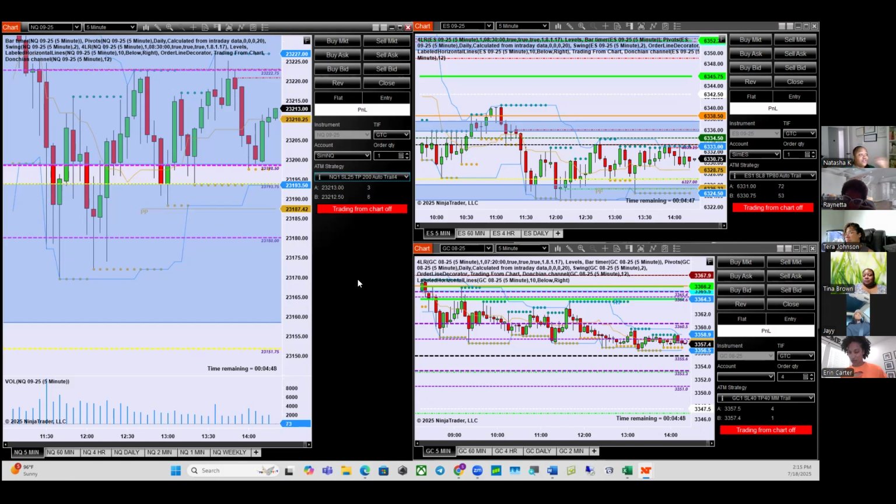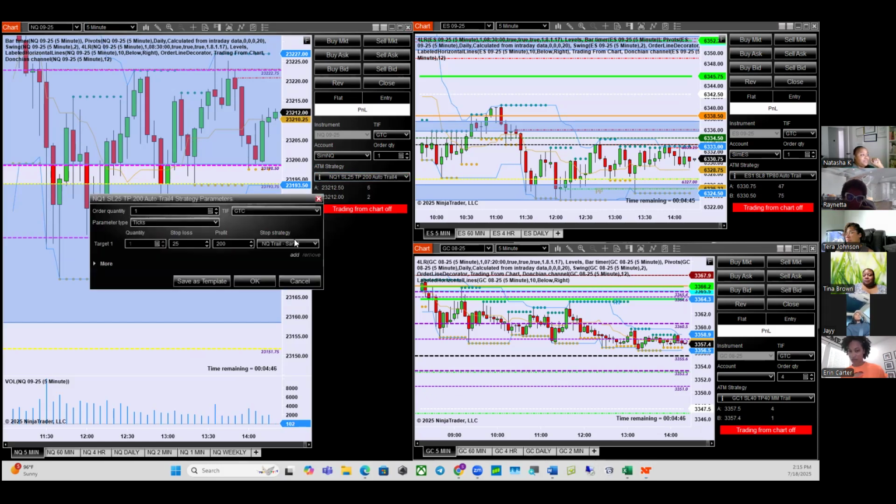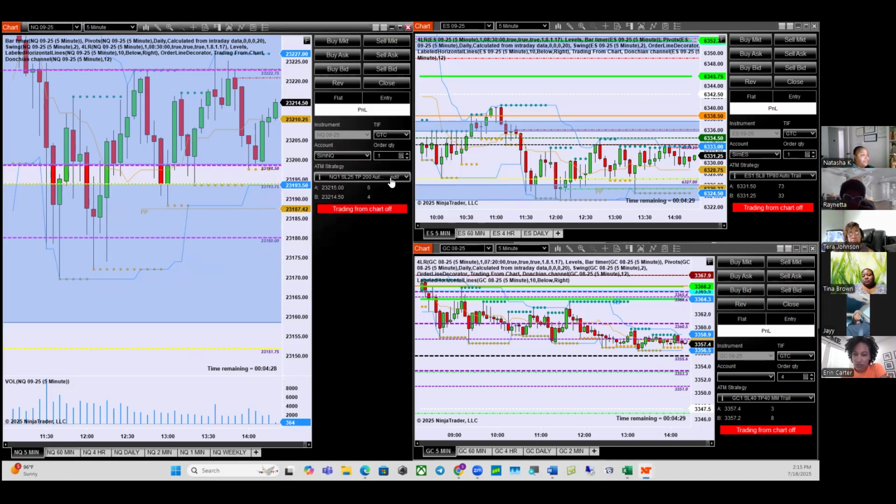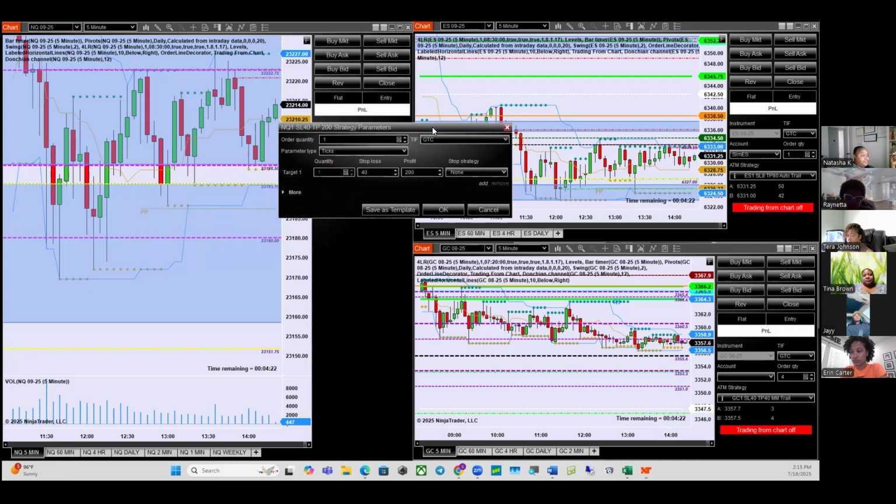When you do your ATM, these are in ticks, not points. So if it's saying 25, that's 25 ticks. So that's 25 times 5, which would be $125. But I do have one that actually has 40. So this one, 40 times 5 will be $200.